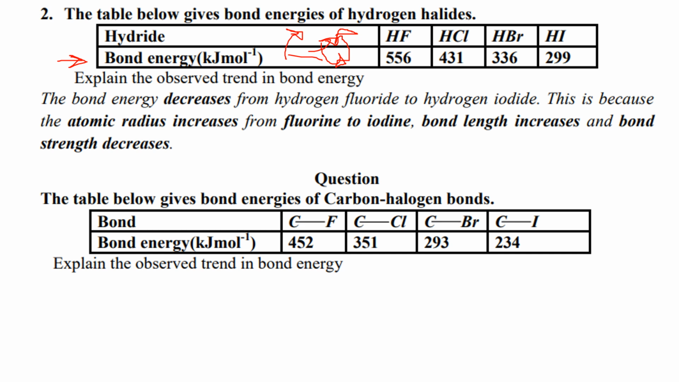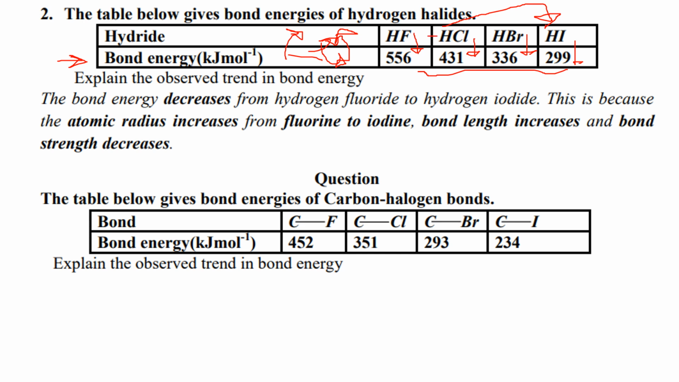Looking at the bond energies, hydrogen fluoride is 556, hydrogen chloride is 431, hydrogen bromide is 336, and hydrogen iodide is 299. So we're going to explain the variation. If you look at the bond energies, they decrease down the group of the halides from fluorine to chlorine to bromine to iodine, and the reason is the same thing.